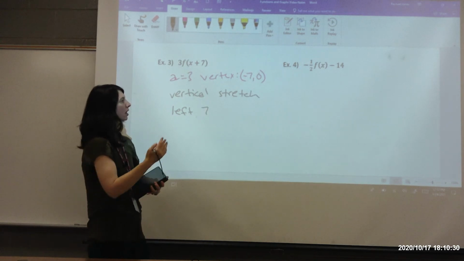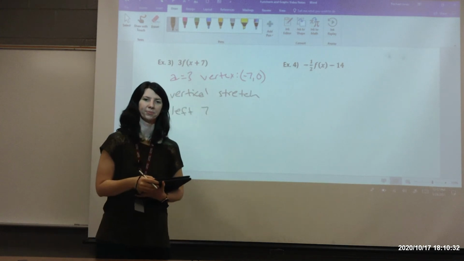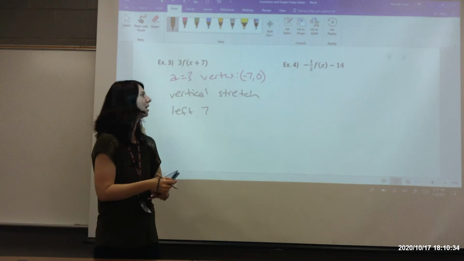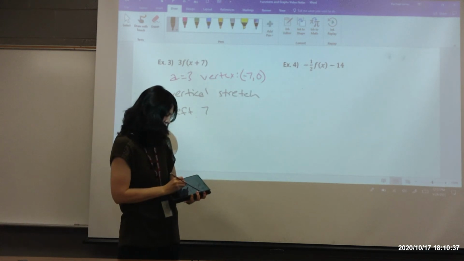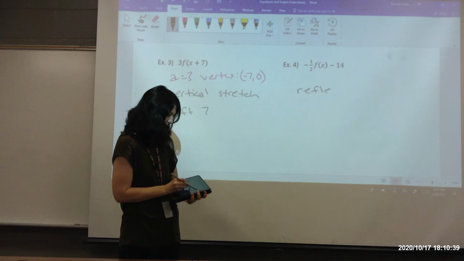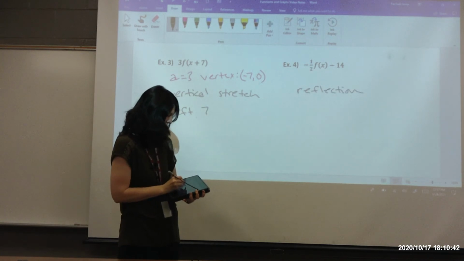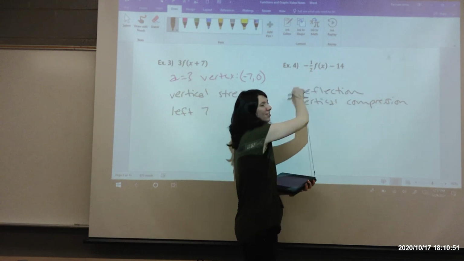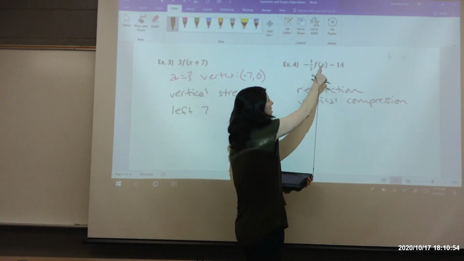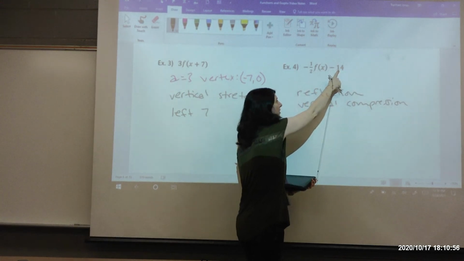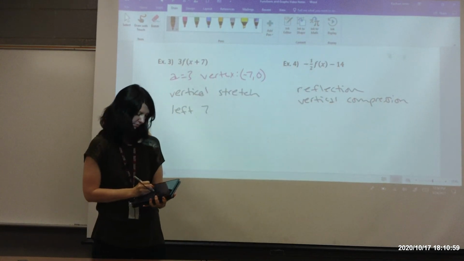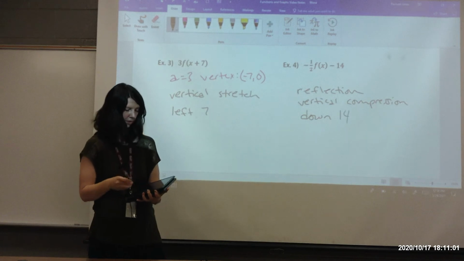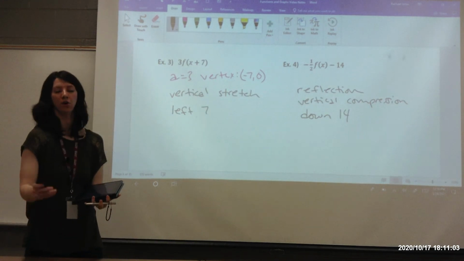Okay, so can you name all the transformations for example 4? All right, and the answer to that would be a reflection. Okay, it would be a vertical compression. And we get that from that negative 1/2. The negative is the reflection. 1/2 is less than 1, so there's our vertical compression. There's no movement left or right, but there is movement down 14. And there's a quick overview of all your transformations.